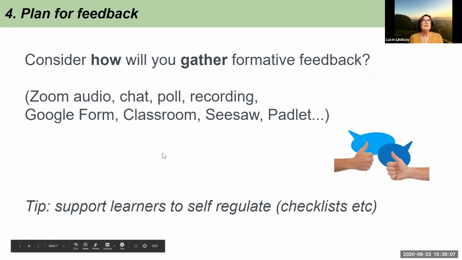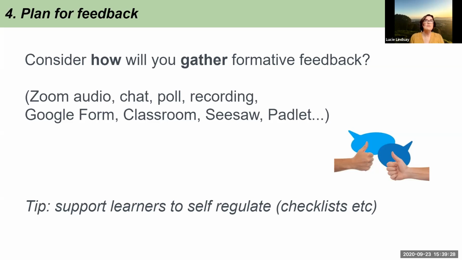Another thing to plan for is feedback. Think about ways that you could gather formative feedback. This might be keeping a copy of the recording so that you've got your Zoom audio. It might be getting a copy of the chat after your session. It might be doing a Zoom poll during the session. Maybe you'll use a Zoom form or Classroom. Maybe you'll use Seesaw or Padlet. But you want to have a number of different ways to be gathering that through your session, but also keeping stuff afterwards to reflect on and figure out what you can do going forward.